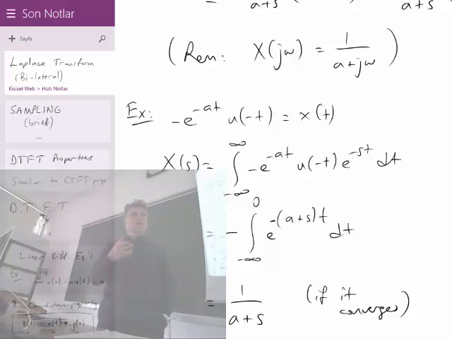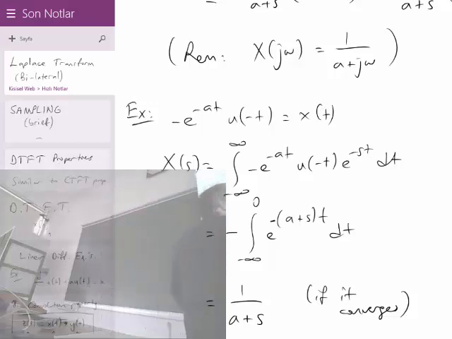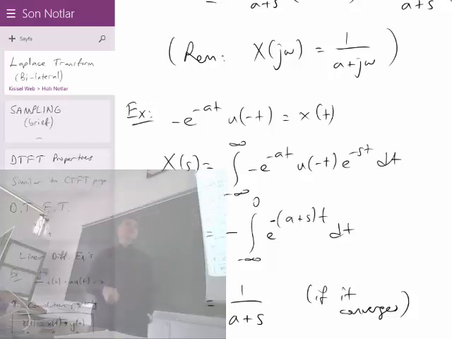So, Houston, we have a problem. Because a transformation is one-to-one. You must always have a unique inverse transform for a proper transform. In other words, you must always give me the answer to this question. If x of s is equal to 1 over a plus s, what is x of t? And suddenly you say that it is either minus e to the minus at u of minus t or e to the minus at u of t, which are completely different signals.